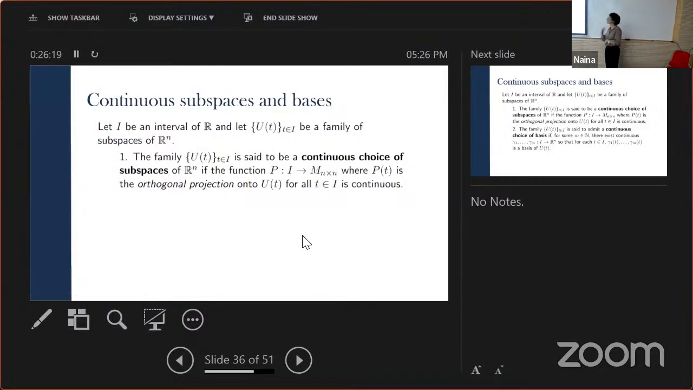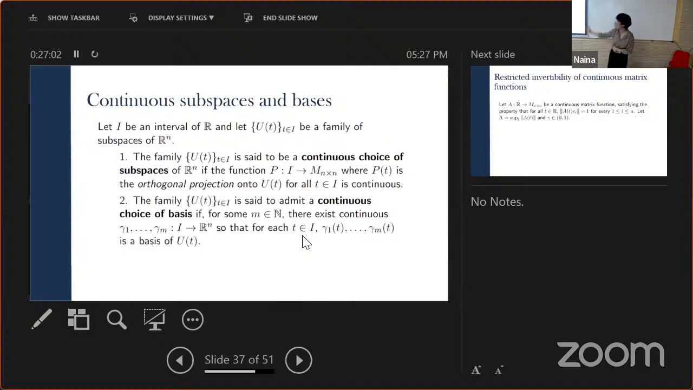And so now we will proceed to define continuous subspaces and bases. So we define a continuous subspace in the following manner. And so what we say is, okay, we have an interval of R and we have a family of subspaces indexed over this interval. And then this is continuous if I were to take the orthogonal projection of every vector onto this subspace U of t, and then the projection map is continuous. So M n cross n is essentially giving me the projection onto every U of t. And as long as this projection map is continuous, the choice of subspace is continuous.